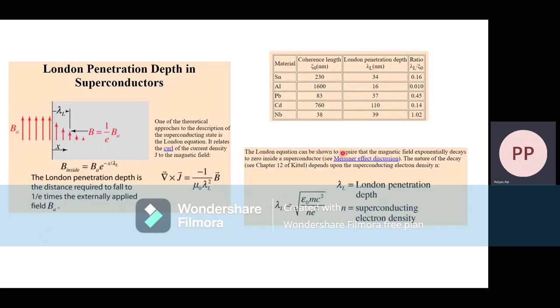The London equation can be shown to require that the magnetic field exponentially decays to zero inside a superconductor. This is basically an imaginary effect, and I think I'll also discuss that. The nature of the decay depends upon the superconducting electron density. So please remember this formula, it will help you to solve some problems in future. The London penetration depth is related to the superconducting electron density: lambda L equals root over epsilon naught m c squared by n e squared.